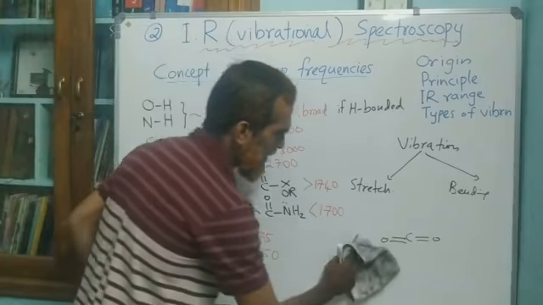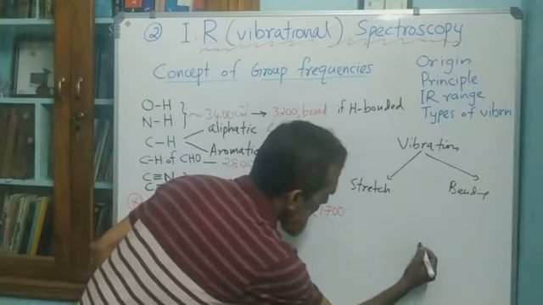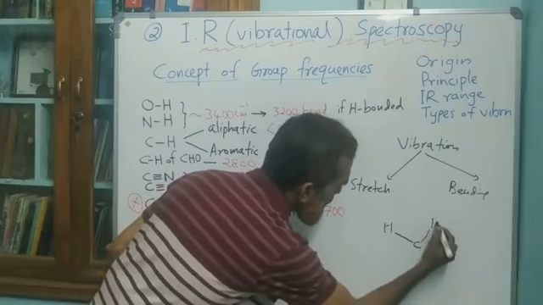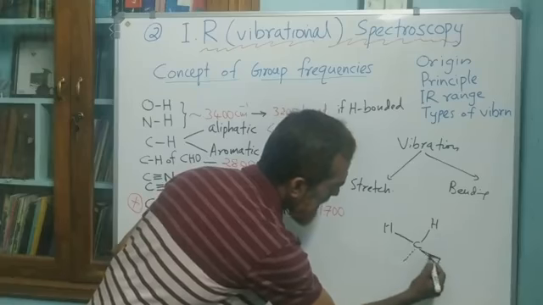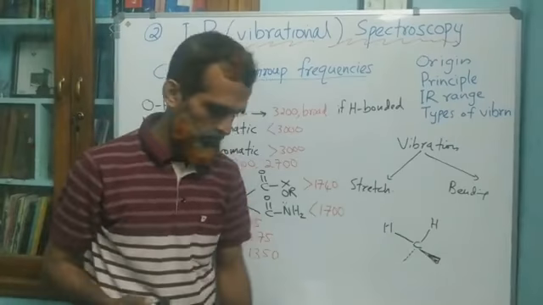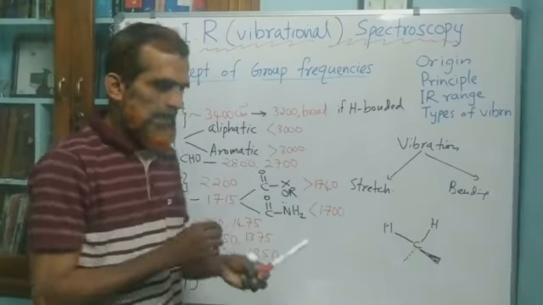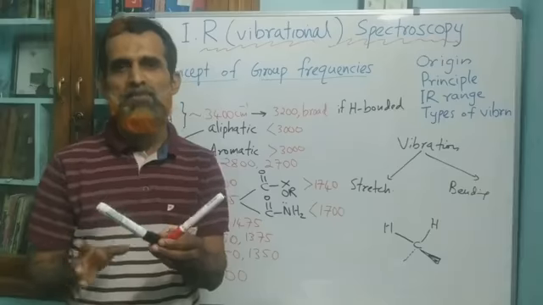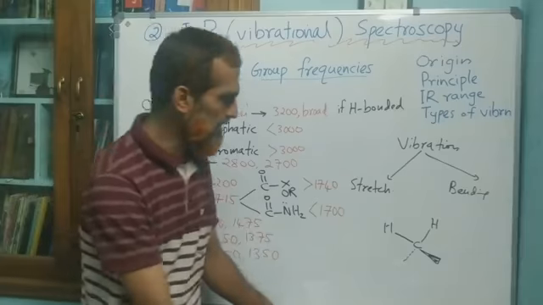Or better, let us take another example. Many of the organic molecules will have this grouping, that is methylene group, right? CH2 part will be there in most of the organic molecules. So this is methylene group. There are two CH bonds. Okay, it is something like water. You can understand. It's a V shape like this. Now, stretching means the bond length changes. If there is a change in bond length, that vibration is called stretching vibration.